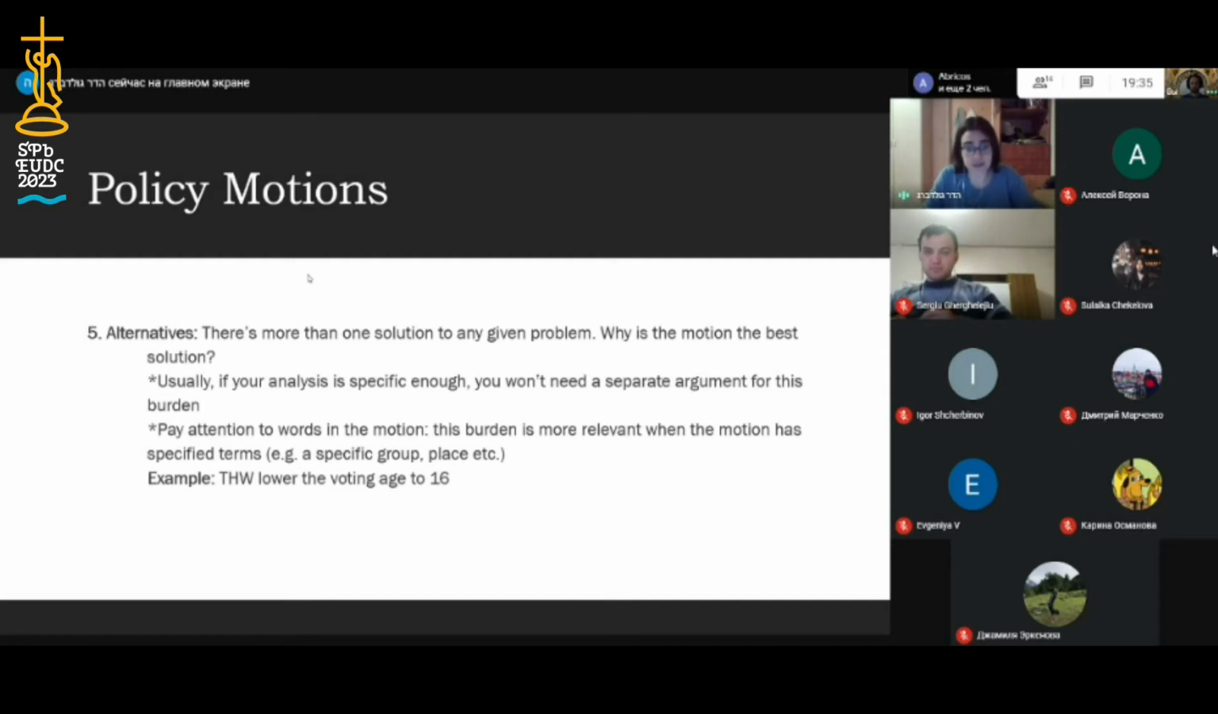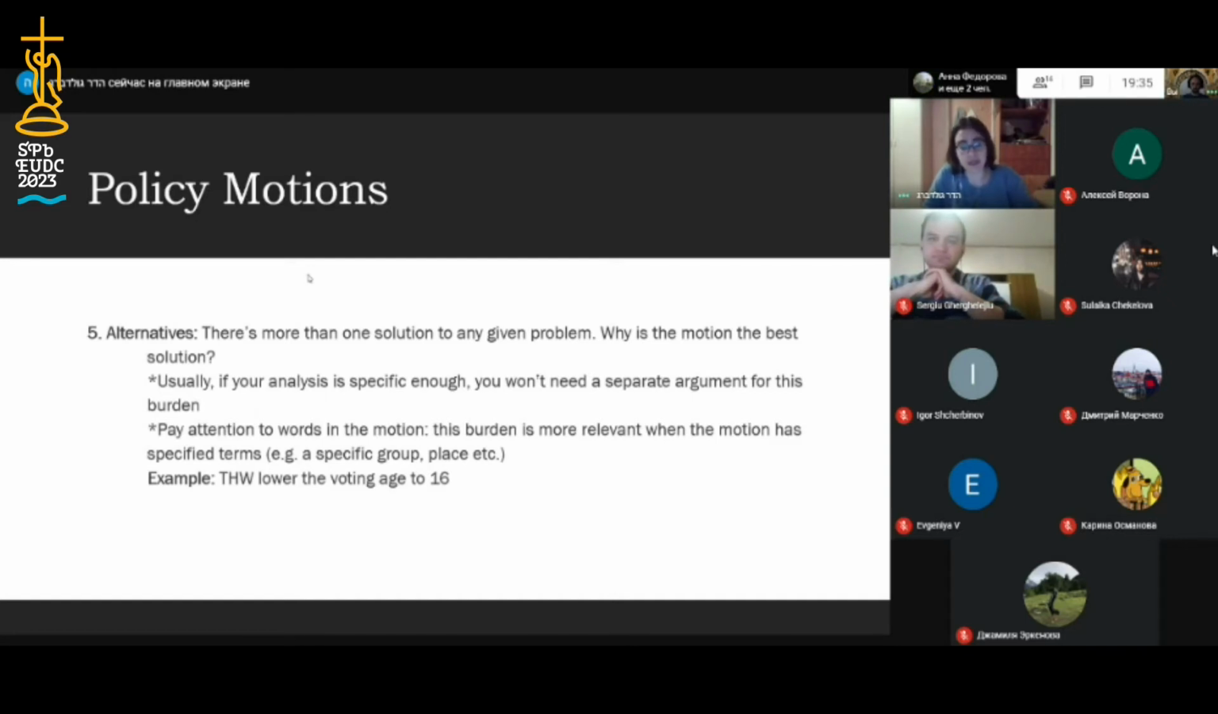The second thing to note here is we want to pay attention to wordings of the motion. Again, not in all motions will this burden be very relevant. In some of them, it's unlikely that the opposition will go and say, here's a list of alternatives. In some of them, it's more likely than others. The way to identify this is often if the motion has words which are very specific terms, like a specified group, a specified stakeholder, a specified place in which the motion happens, etc.